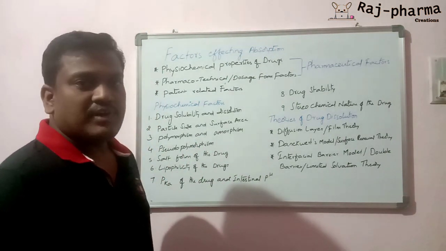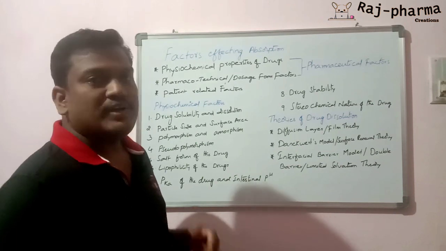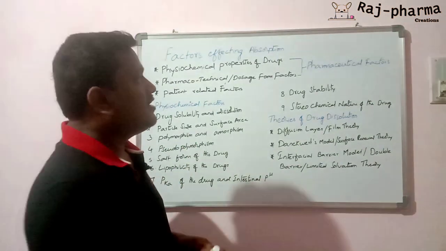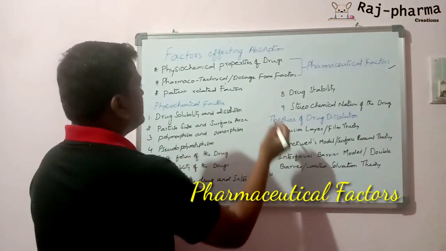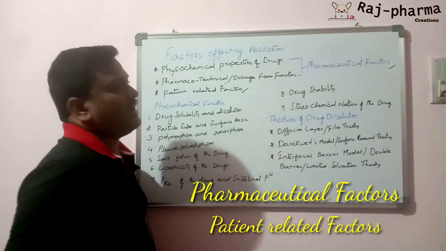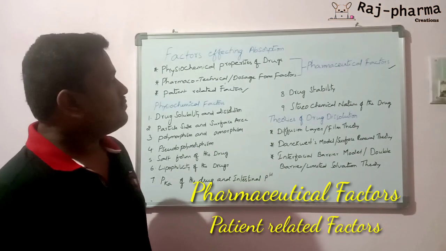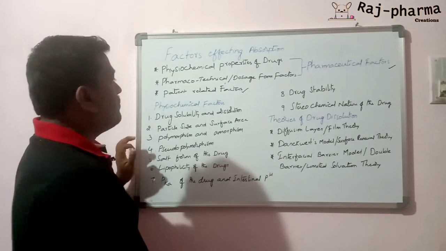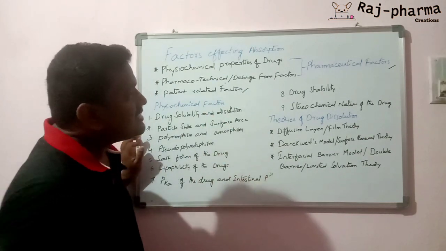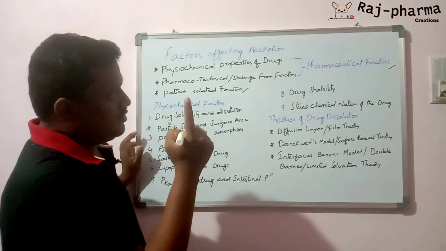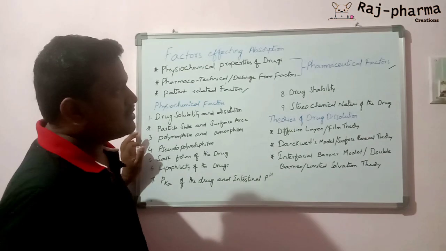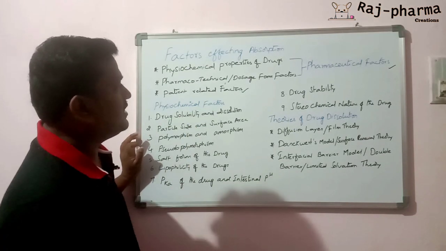In factors affecting absorption, majorly two types of factors will be there. One is pharmaceutical factors, and the second one is patient related factors. Yes, we can also call patient related factors biological factors. So there are two factors: pharmaceutical factors and patient related factors.